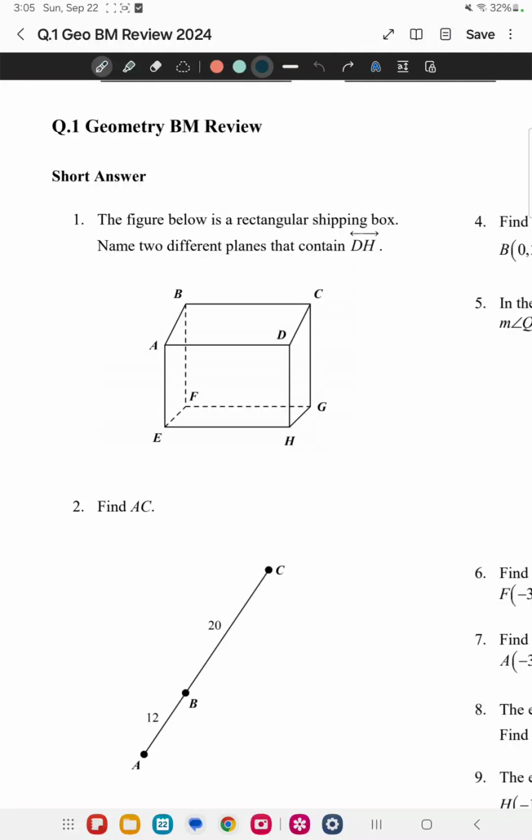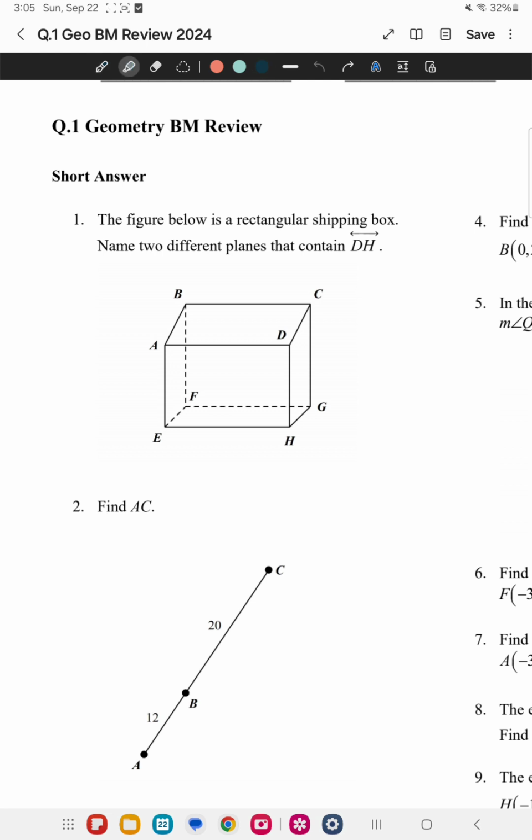Hi everybody, we are trying this for the first time, so let's hope it works. I'll be recording the review for benchmark, the first benchmark. And so let's just go right in.